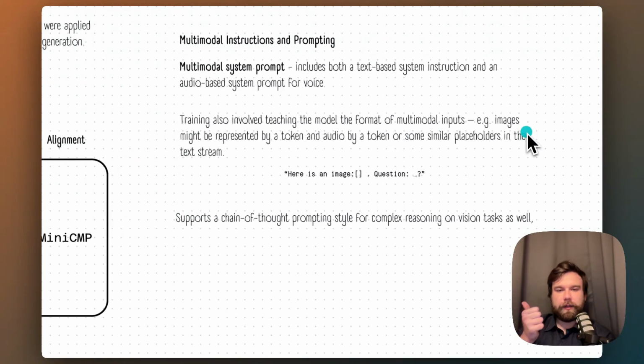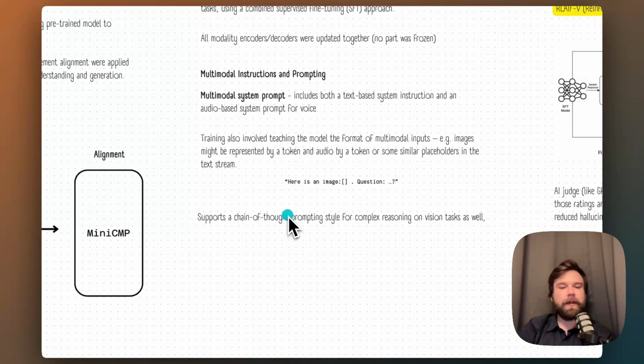So yeah, keep in mind that all of those components were trained together. No component was frozen, and the input was a mix of modalities. So they were not separated, and this was like the main goal of the model, right? For those components to work together to solve complex multimodal tasks.